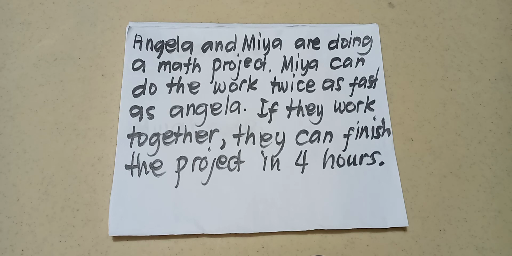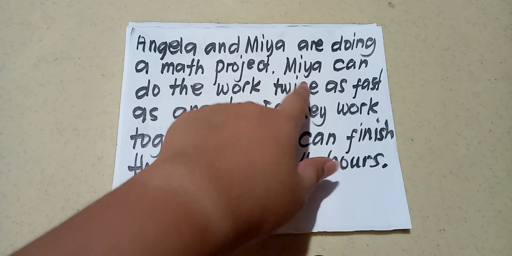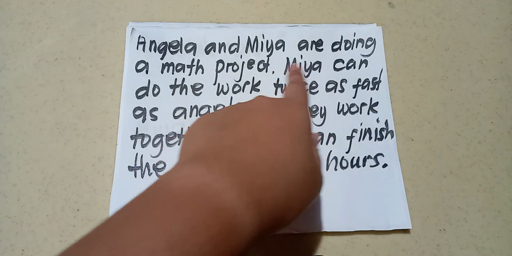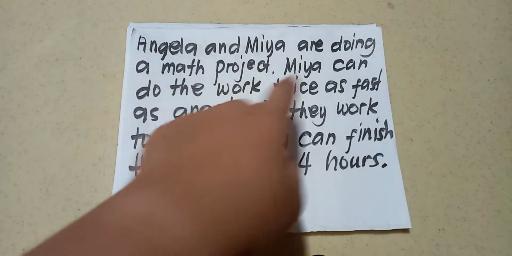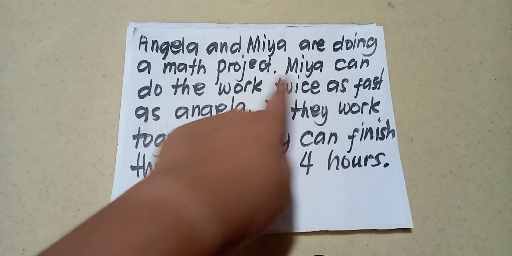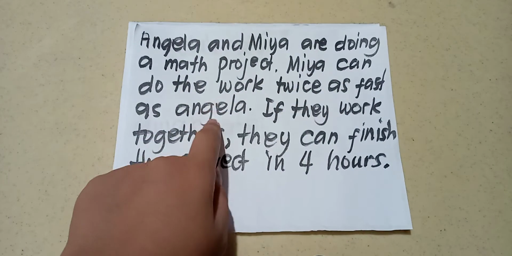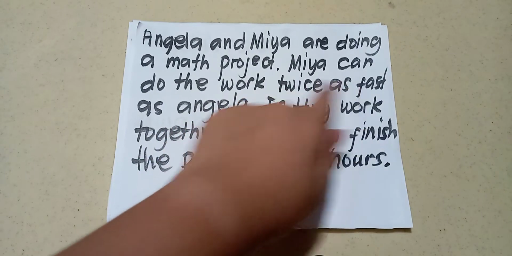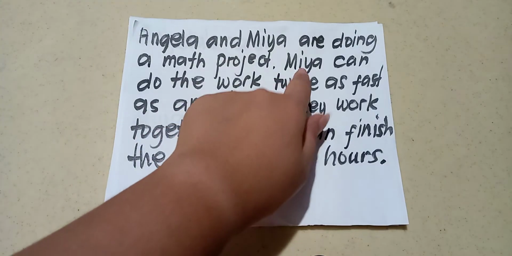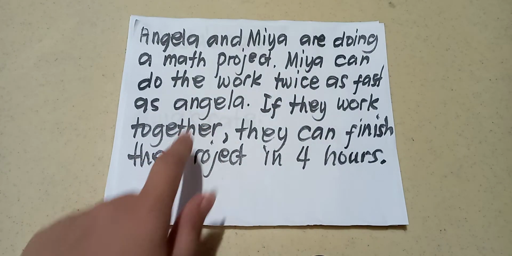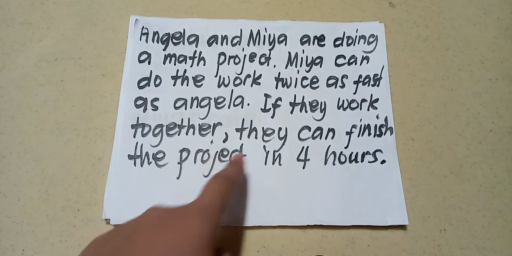So, Angela and Mia are doing a math project. Basically, they are doing a math project, but they don't do it by pair. They are working individually. Another sentence: Mia can do the work twice as fast as Angela. So in this sentence, it states that Mia works faster than Angela, because of this twice as fast as Angela. She can work twice as fast as Angela. So therefore, Mia works faster than Angela. If they work together, they can finish the project in 4 hours.